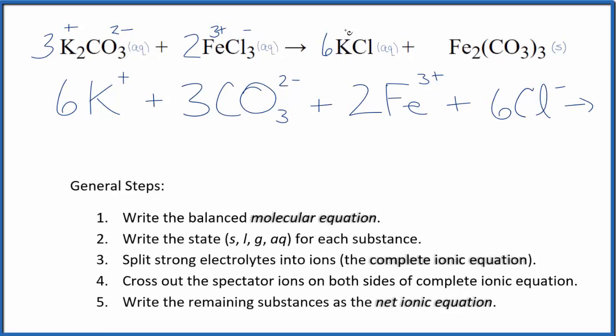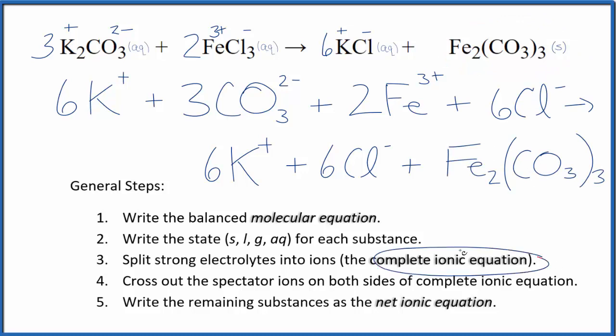For the products, potassium group 1 says 1 plus, the chloride 1 minus. So we'll have 6 potassium ions, just like the reactants, plus we'll have 6 chloride ions, also just like the reactants. And then we'll have this Fe2CO3. It's a solid. This is our precipitate here. So we're not going to split that apart. Since it's a solid, we're going to keep it together. And this is our complete ionic equation.